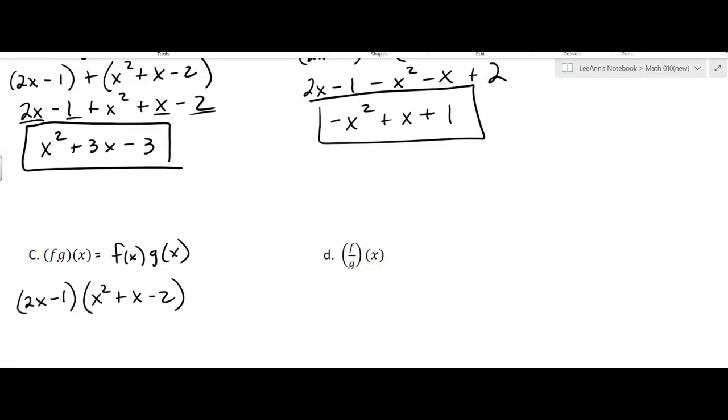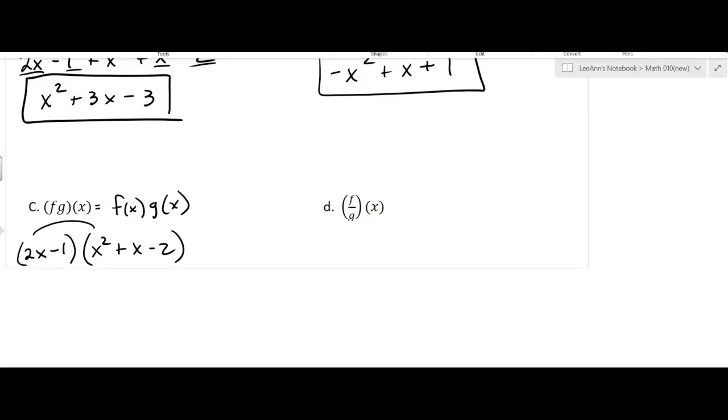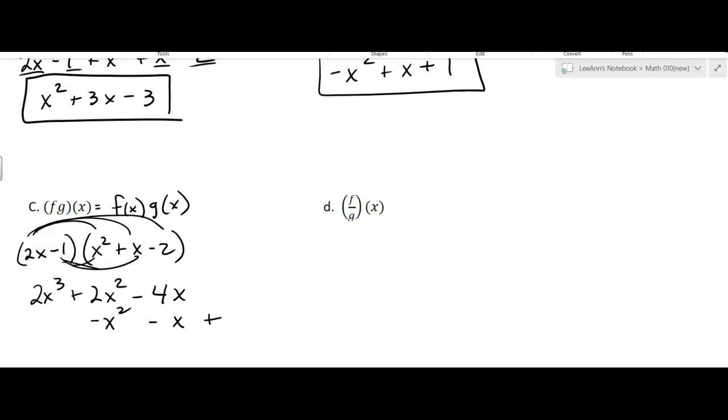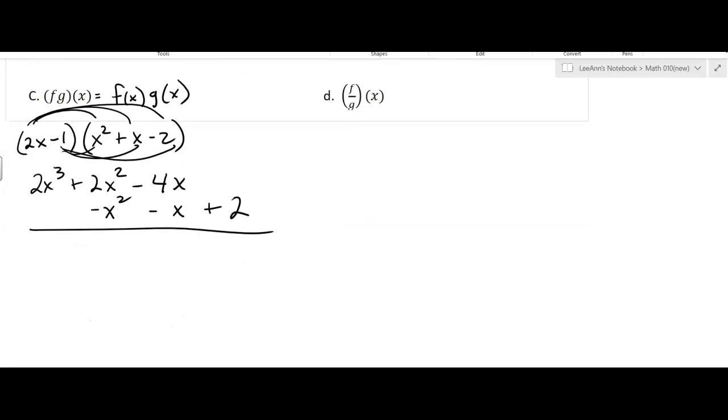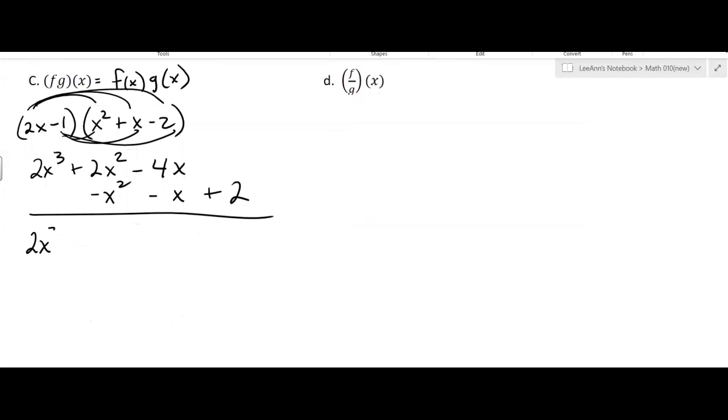So this is a binomial times a trinomial, so we'll have to distribute. That's going to be 2x cubed plus 2x squared minus 4x. So multiplying and multiplying. And then we have minus x squared minus x and then plus 2. And then combining like terms, we get that polynomial.